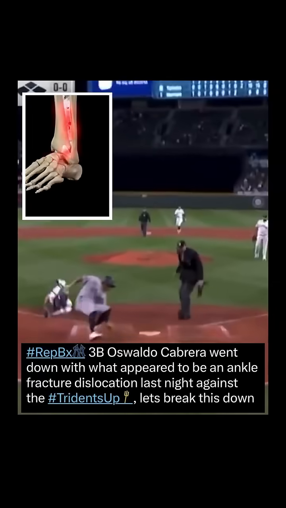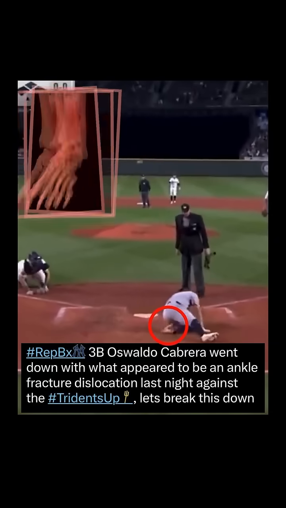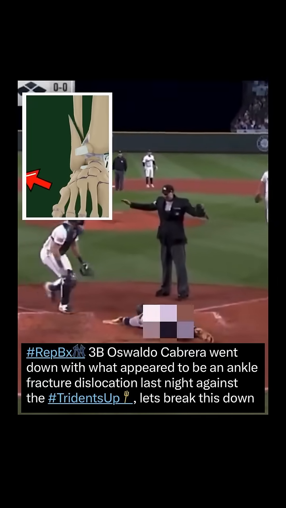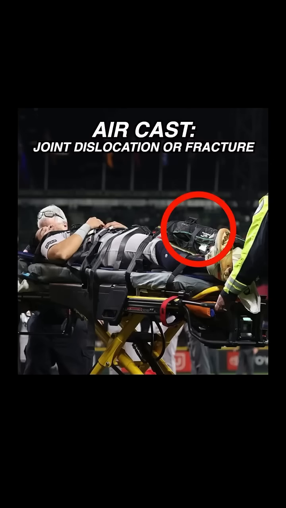Yankees third baseman Oswaldo Cabrera went down with what appeared to be an ankle fracture dislocation last night against the Mariners. Let's break this down. Anytime you see a player in these air casts or splints on their legs, you can assume there was a joint dislocation or a serious fracture.